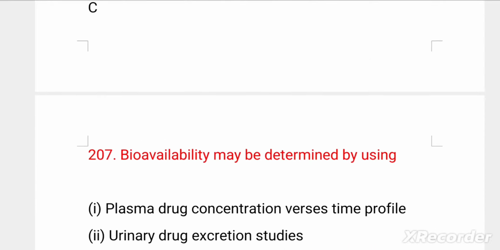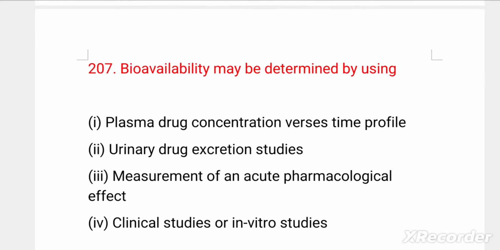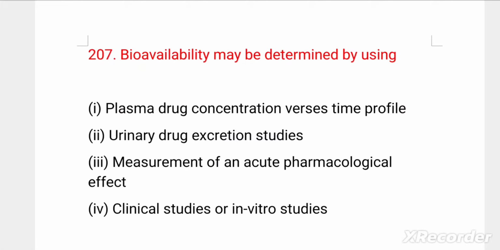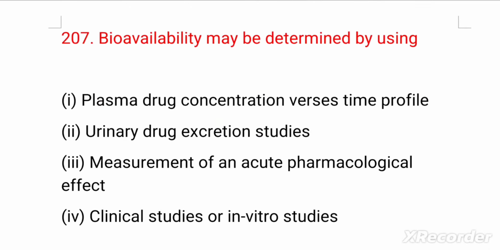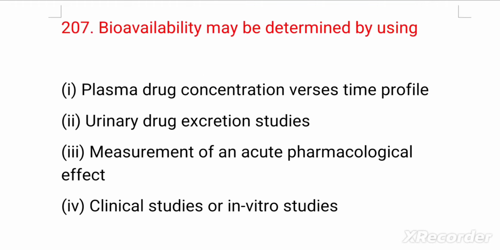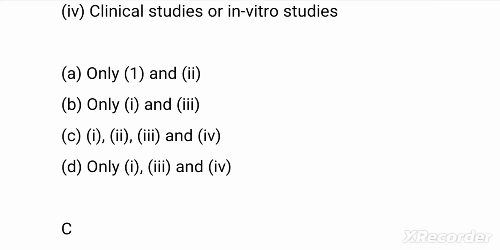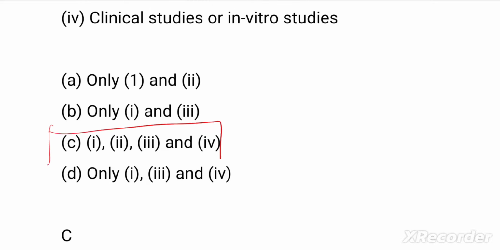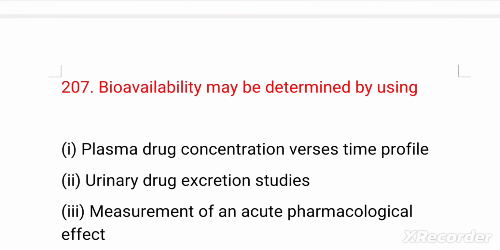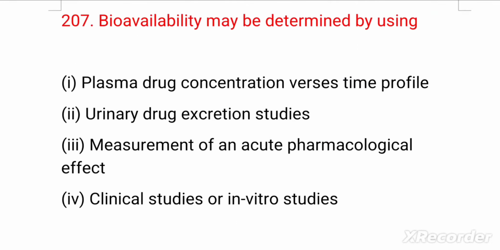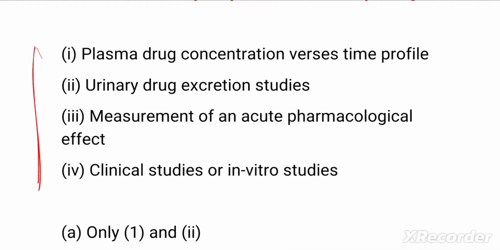Next question: bioavailability may be determined by using, options are plasma drug concentration versus time profile, urinary drug excretion studies, measurement of an acute pharmacological effect, clinical studies, or in vitro studies. Answer is C, I, III, and IV. All are determined, bioavailability may be determined by using all.